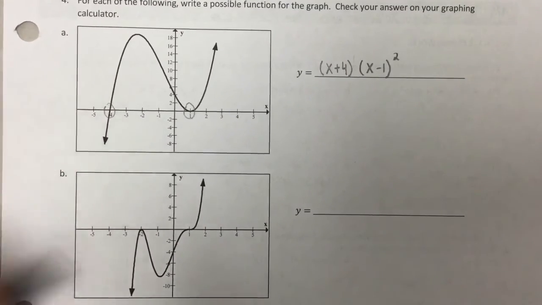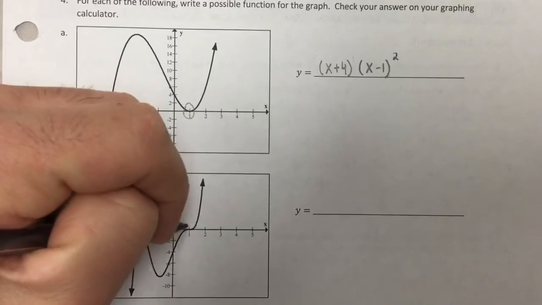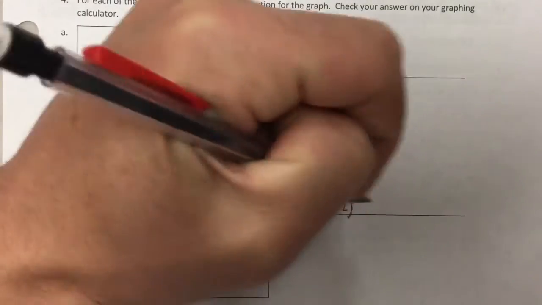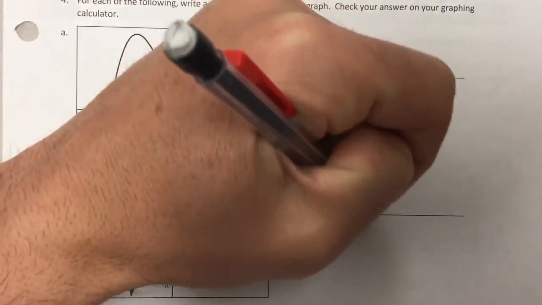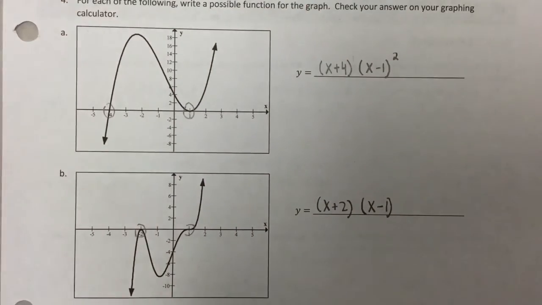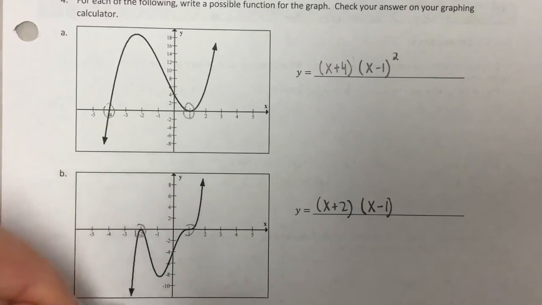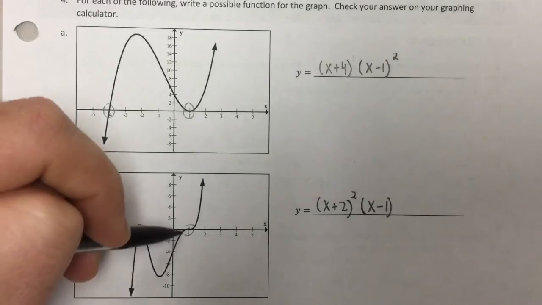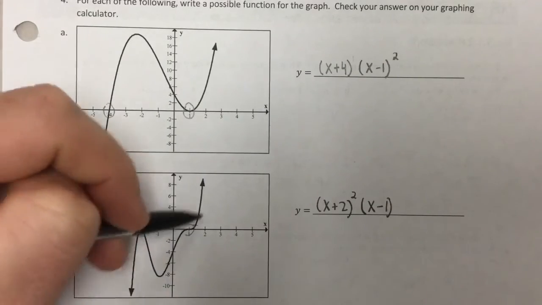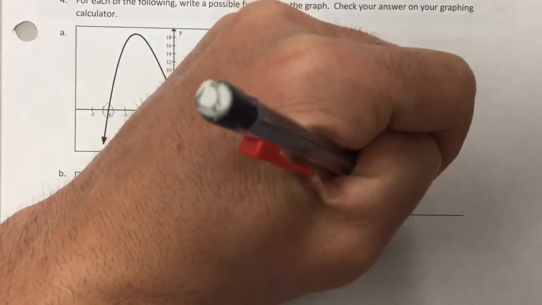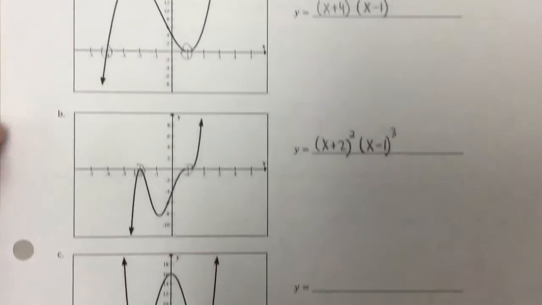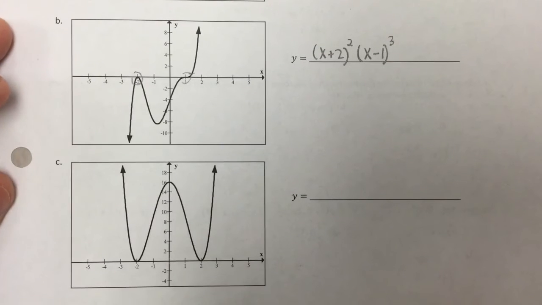For number 2, we have roots at -2 and 1. So our factors would be x plus 2 and x minus 1. It is bouncing off at -2, so our factor of x plus 2 must be squared. And then notice how this one is definitely flattening out. It does look like a cubic right there, so that means the factor of x minus 1 must be cubed. Alrighty, and try this last one on your own.